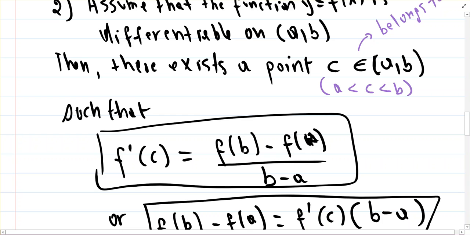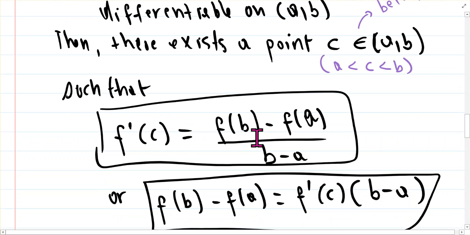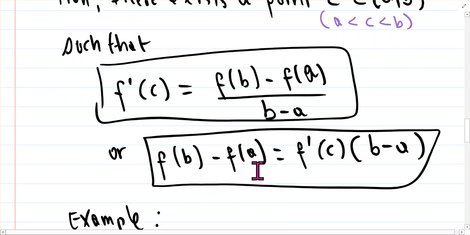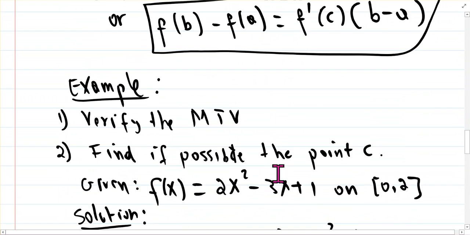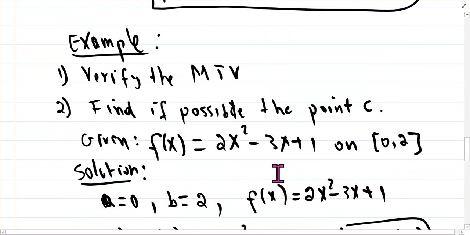Now this equation, f of b minus f of a divided by b minus a equals f prime at c, is comparing the slopes of the 2 lines which are parallel, basically. And another version is that if you multiply this equation by b minus a, then you get this version of the mean value theorem. So let's apply the mean value theorem with an example.